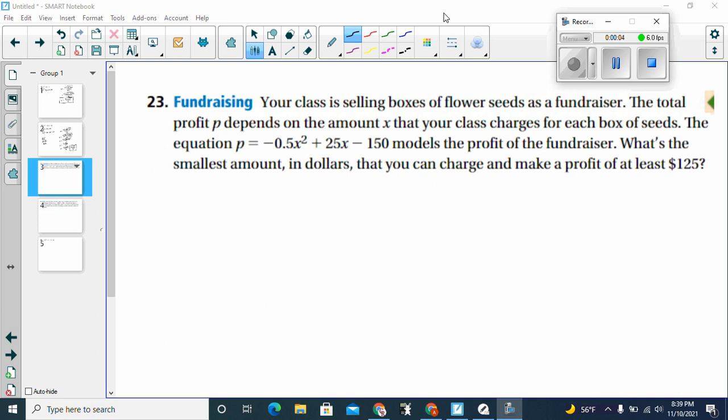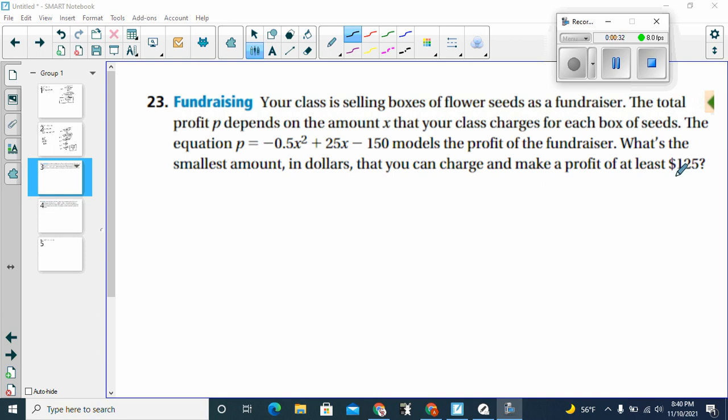Question number 23 from page 245 is a story problem. It tells us profit is equal to negative 0.5x squared plus 25x minus 150, where x is the amount that our class charges for each box of flower seeds. We are asked what's the smallest amount that we can charge and still make a profit of at least $125.